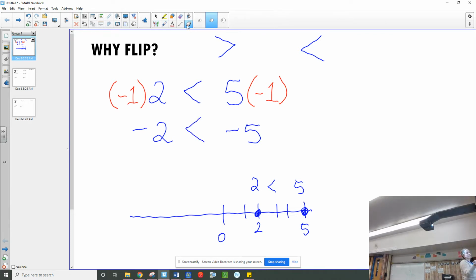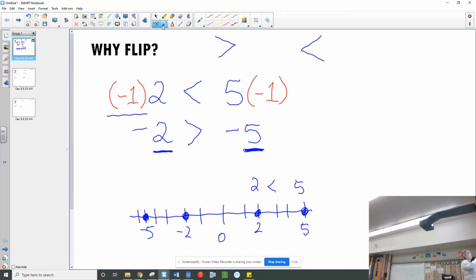Well, is this inequality still true? No. -2 is not less than -5. -2 is greater than -5. Here's -2 and it's closer to 0. It's higher because it's negative. Larger negative numbers like -5 are lower than smaller negative numbers.